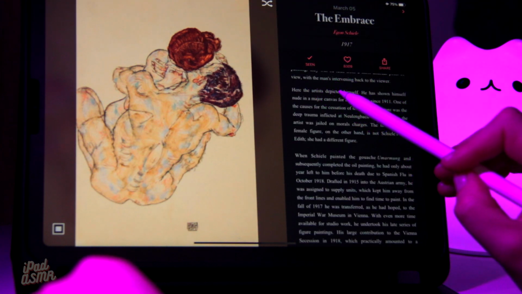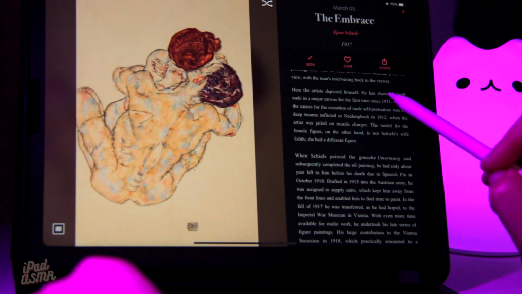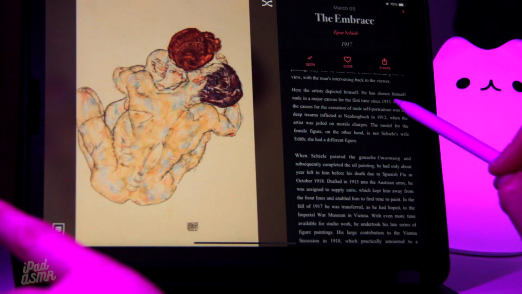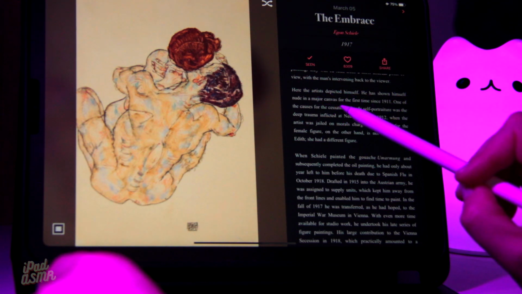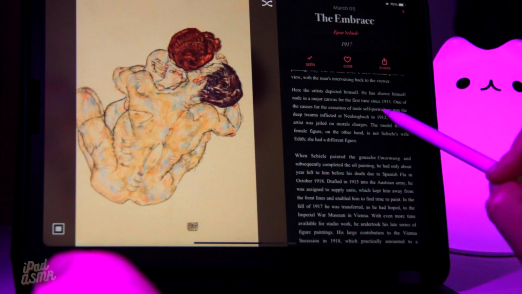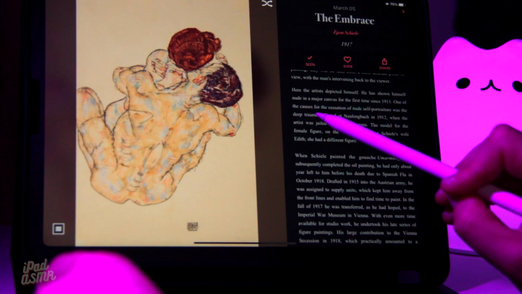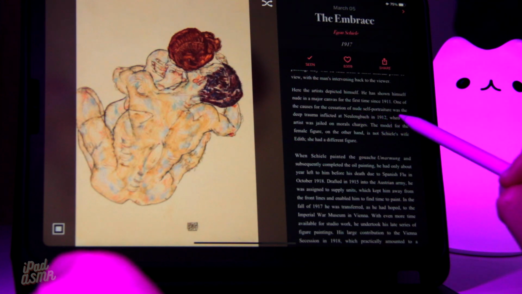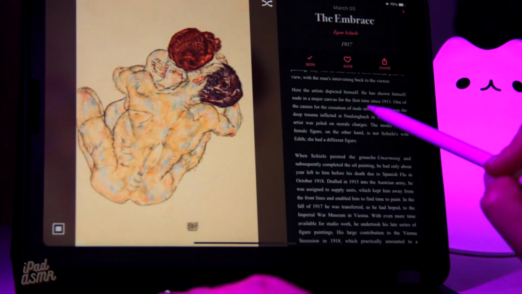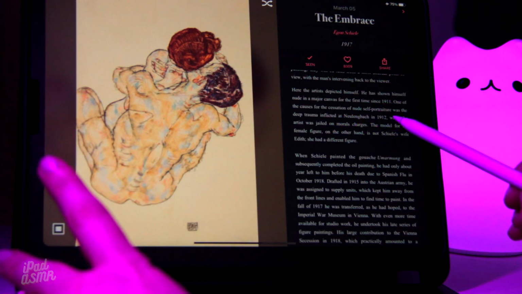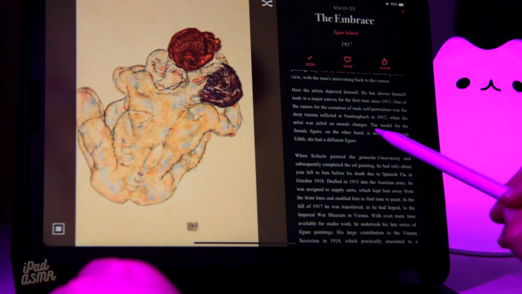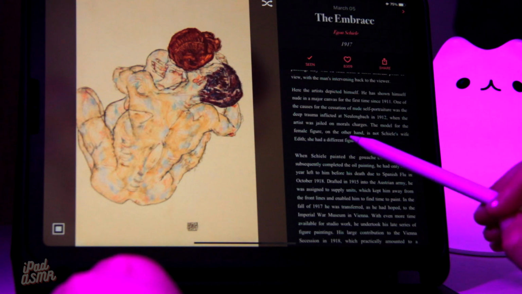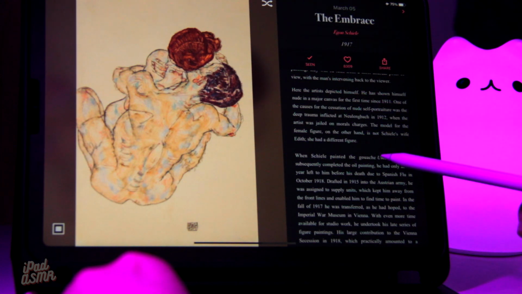Here, the artist depicted himself. He has shown himself nude in a major canvas for the first time since 1911. One of the causes for the cessation of nude self-portraiture was the deep trauma inflicted at Neulengbach in 1912 when the artist was jailed on morals charges. The model for the female figure, on the other hand, is not Schiele's wife, Edith. She had a different figure. Ooh, scandalous.